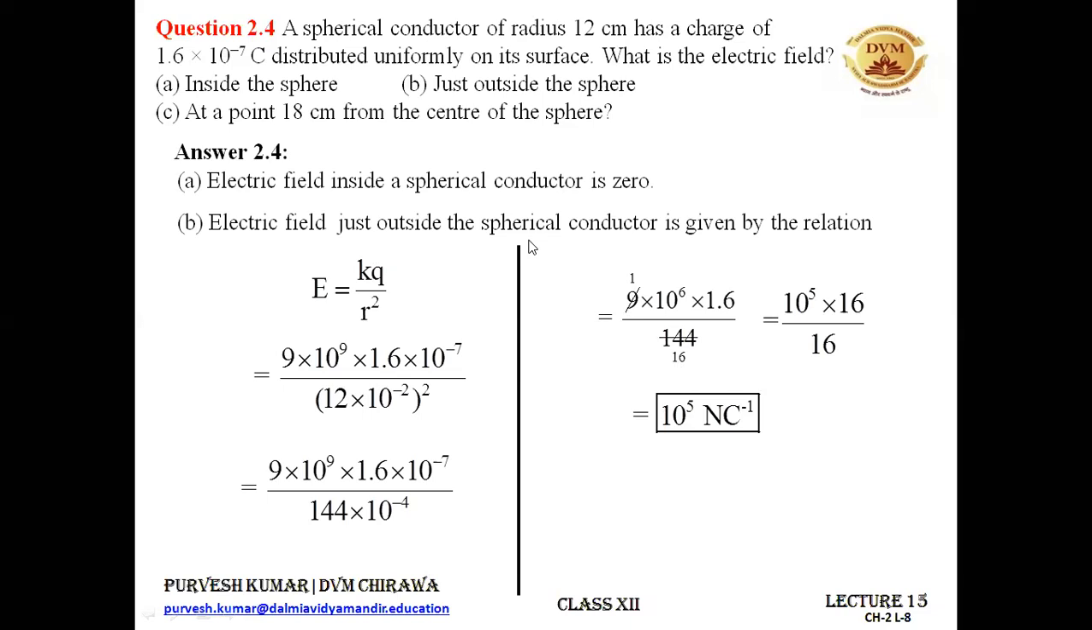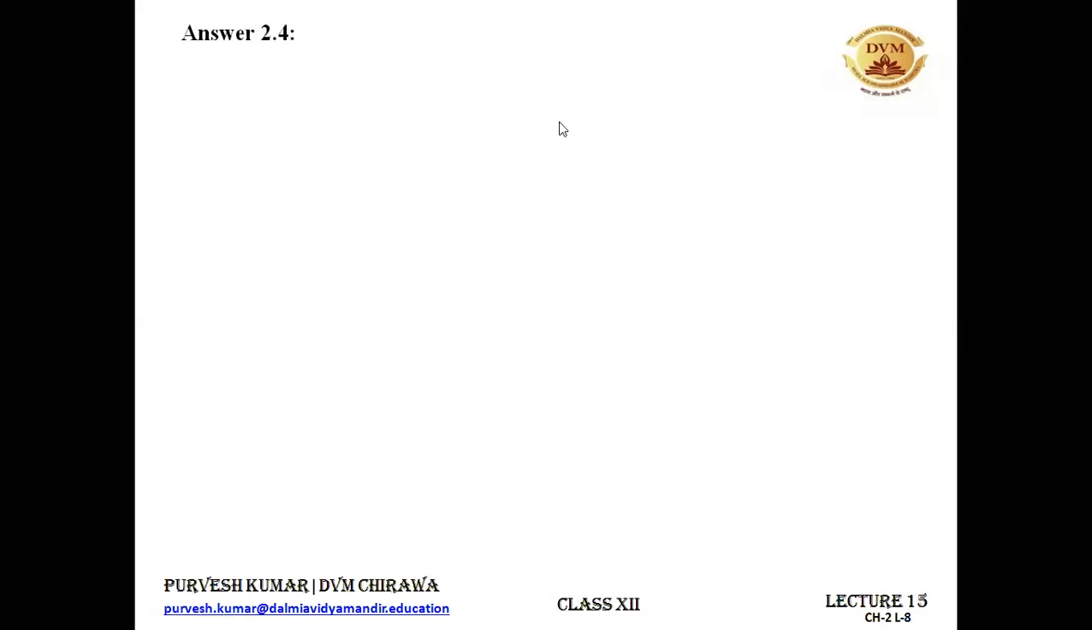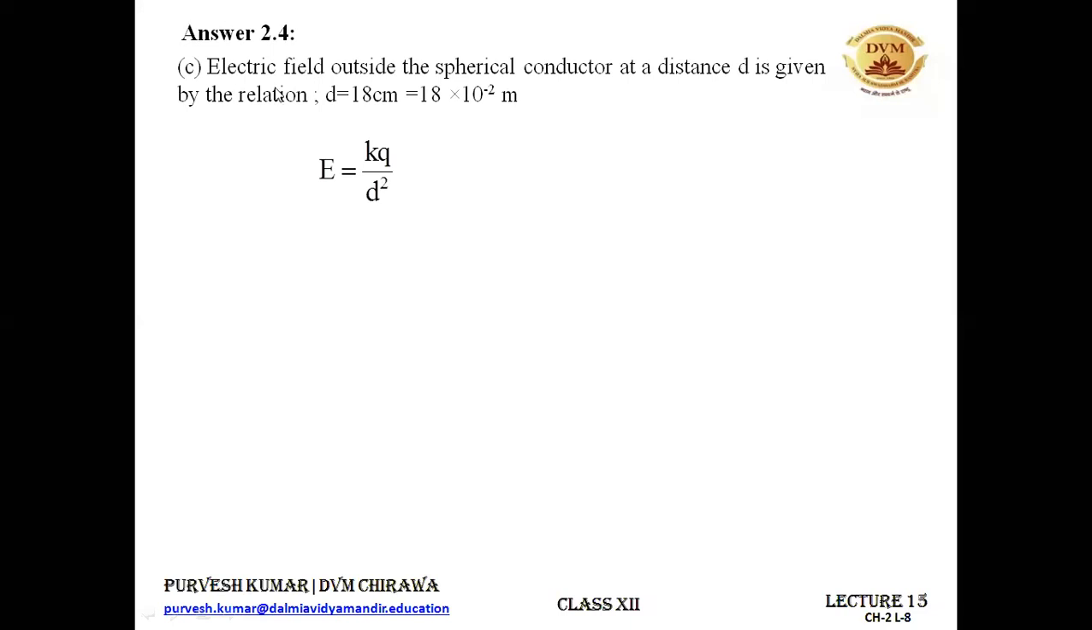Now, let's take the part C of the question. We need to find the electric field at a point 18 centimeter from the center of the sphere. All right. So this is our part C, that electric field outside the spherical conductor at a distance d, it is given by the relation E is equal to kq by d square, and the value of d is 18 centimeter. That is equal to 18 multiplied by 10 to the power minus 2 meter. You just need to put the values of k, q and d square and solve.